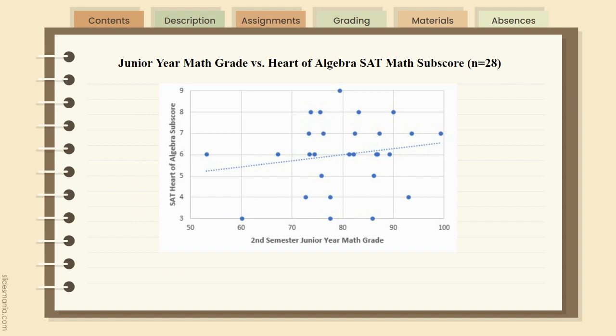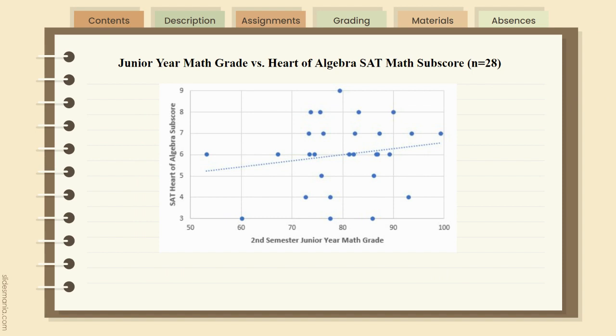Furthermore, if I do take the outlier student scores out, that would be the one student you see on the left side of the screen who is at a 53% in class and has a 6 on the Heart of Algebra subscore on their SAT math portion. If I remove that student, the correlation does go up to 0.203.